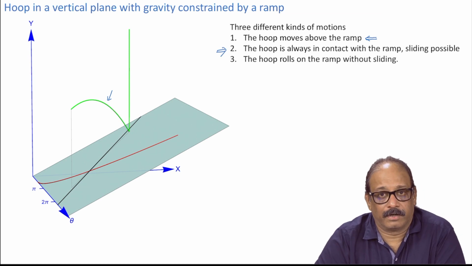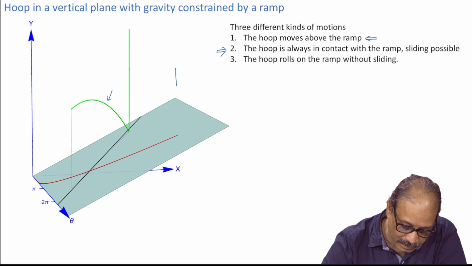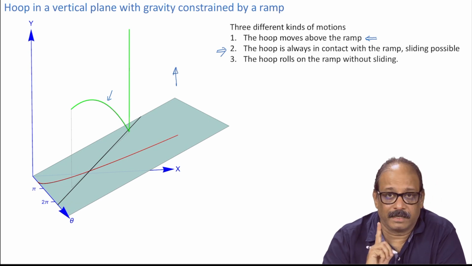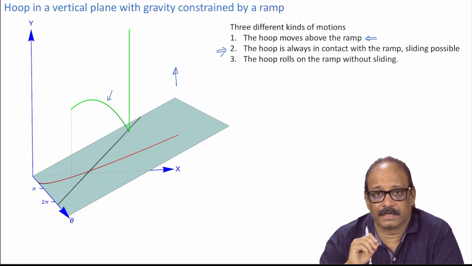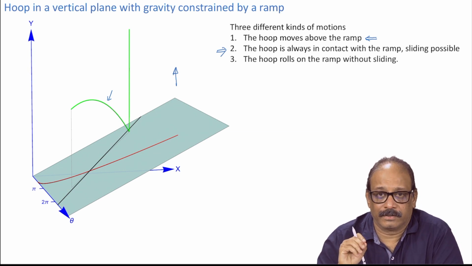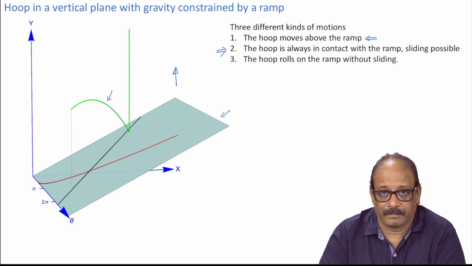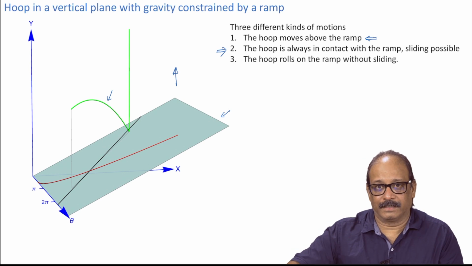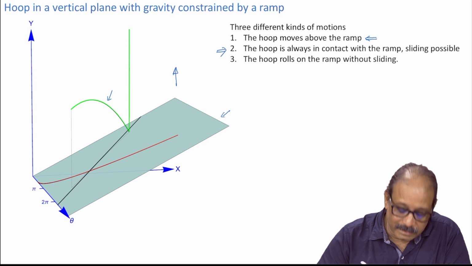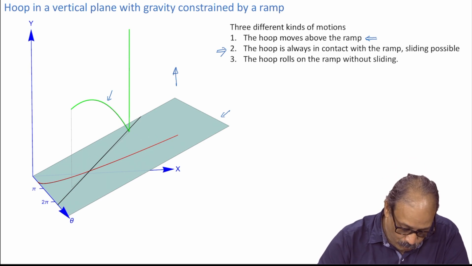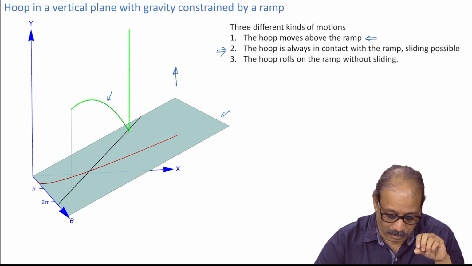the hoop is always in contact with the ramp. Remember, all the trajectories here, because of that non-holonomic constraint that y minus x tan alpha is greater than or equal to 0, must happen above this plane. Okay? No trajectory can go under the plane. And then for the second case, you have trajectories. So, these trajectories will remain on this plane.